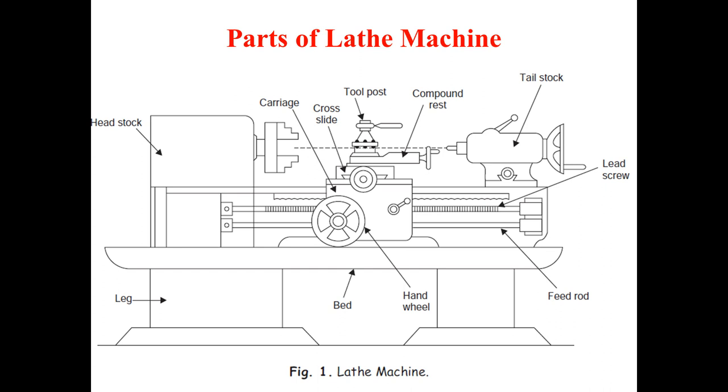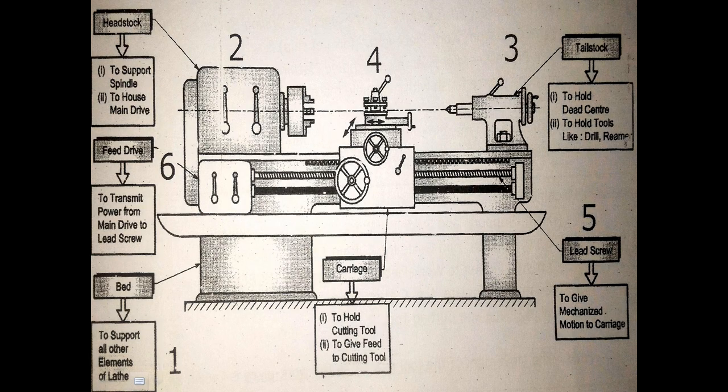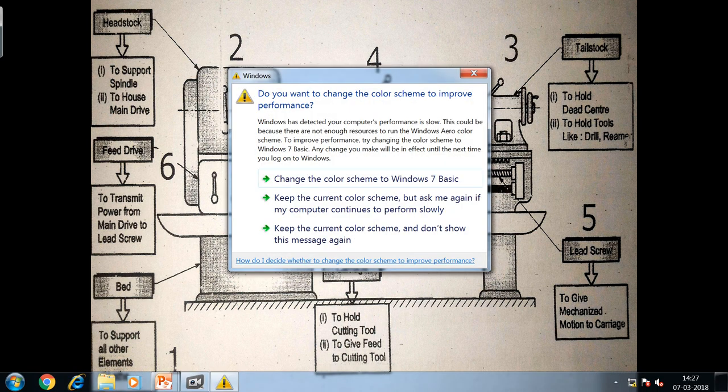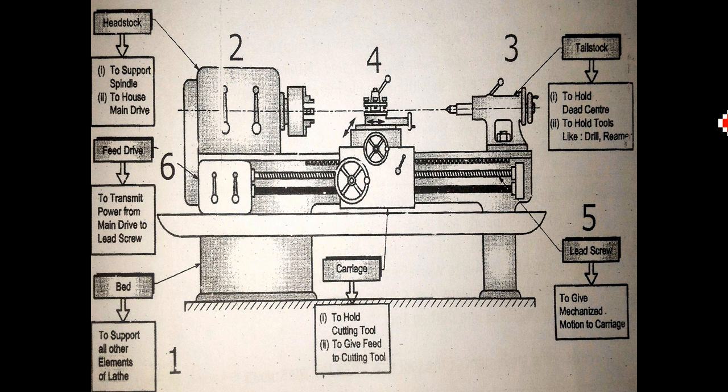So here is a simple block diagram of a lathe machine, which consists of different parts. This diagram is actually a screenshot of one diagram which consists of a block diagram plus the function of every part. So here I'll just focus on the function and the part name. Let us start with part number 1, that is the lathe bed. This lathe bed is used as a support member. Its function is to support all other elements of the lathe, because on this bed the whole machine is standing. It is similar to our leg. So I can say its function is to support all elements of the lathe machine.